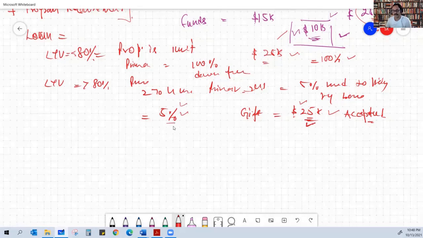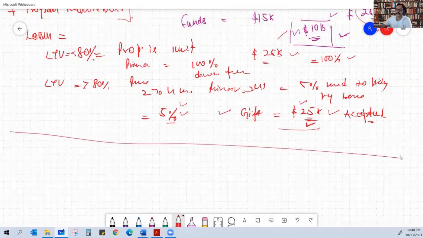It is going to be very rare, but it can happen. And since you are trying to become an underwriter, you have to have all this information, right? Okay. Now the next part: this was the use of funds, how much we can use. Now the next is the source of gift funds.